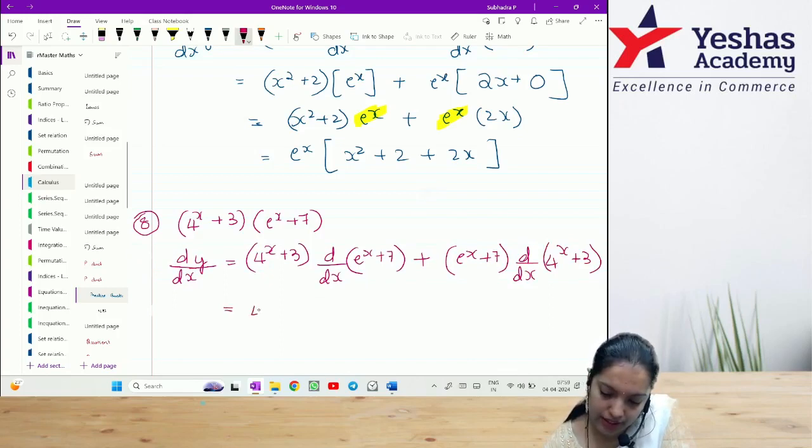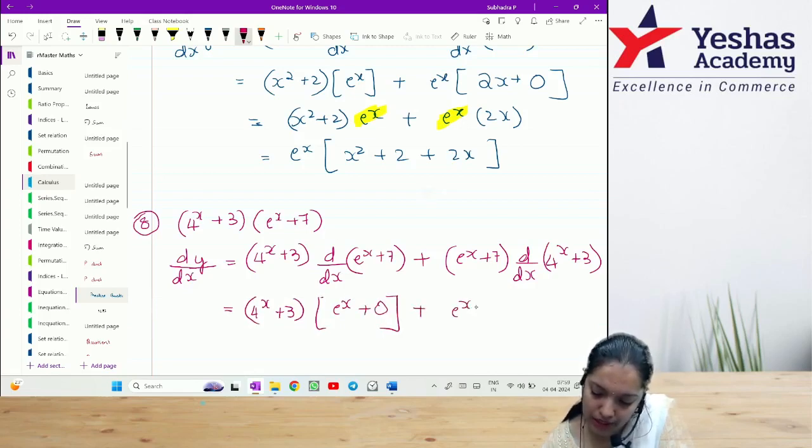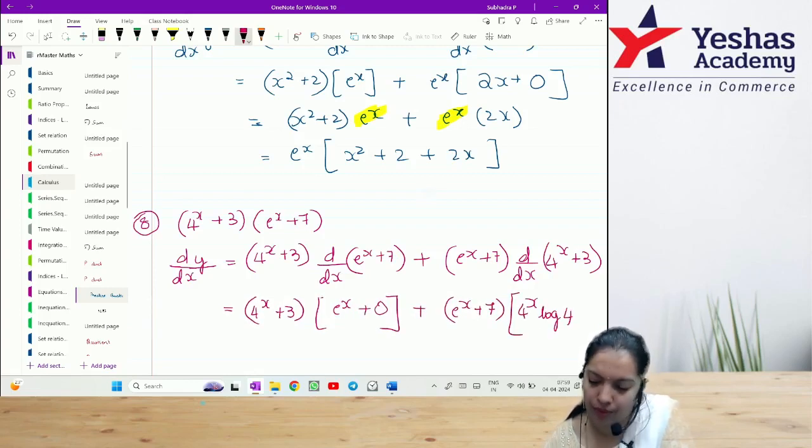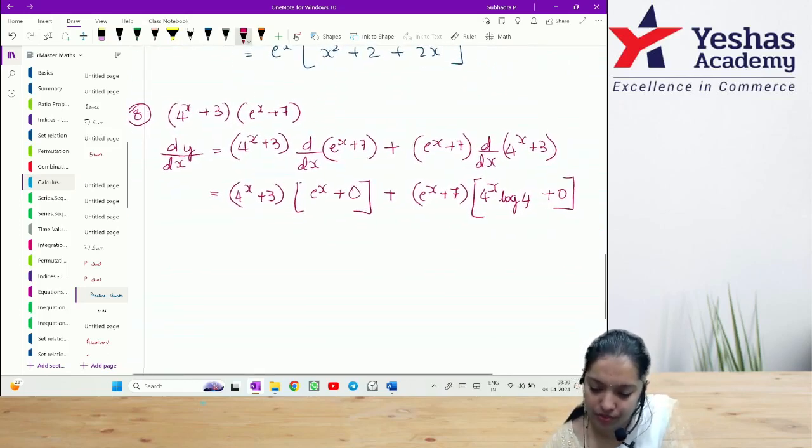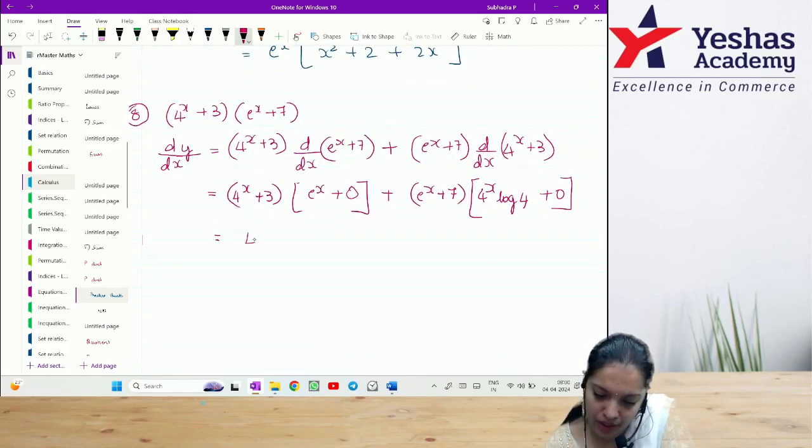e power x plus 7 into derivative of 4 power x plus 3. This can be written as 4 power x plus 3 into what is derivative of e power x? e power x. Derivative of 7? 0. Plus e power x plus 7 into what is derivative of 4 power x? 4 power x into log 4. Plus what is derivative of 3? 0. Okay, your final answer will be 4 power x plus 3 into e power x plus e power x plus 7 into 4 power x log 4.